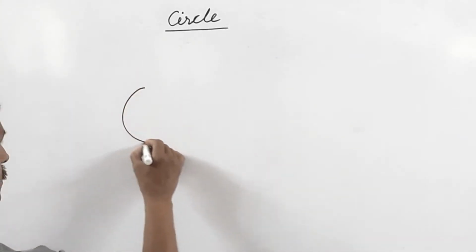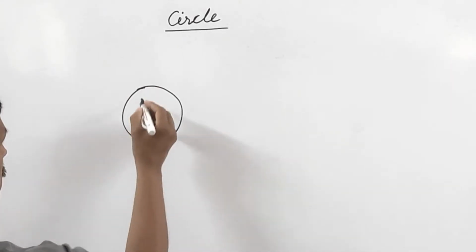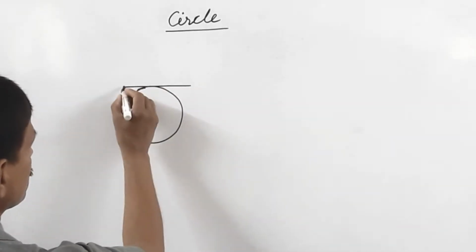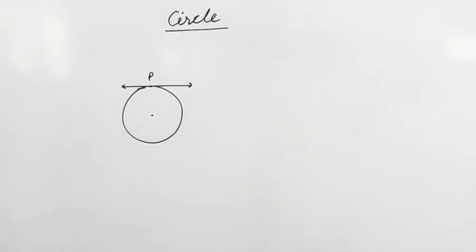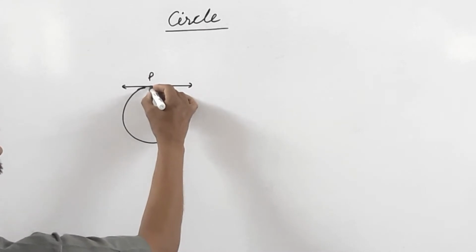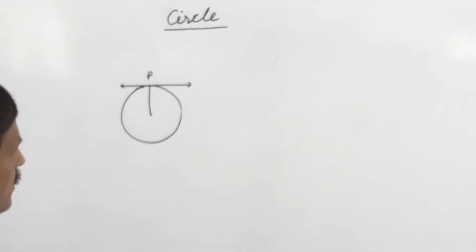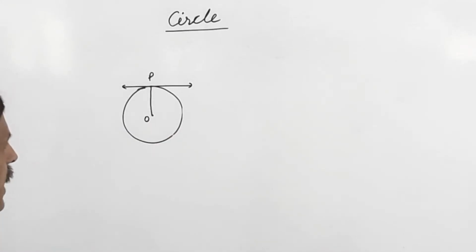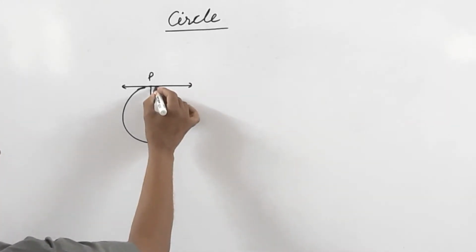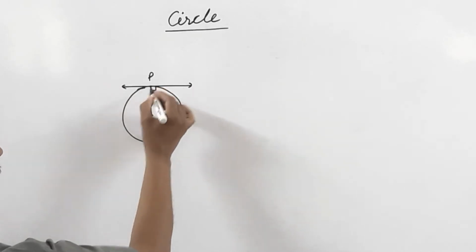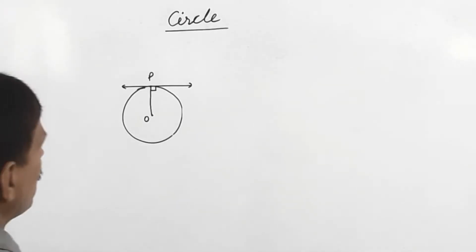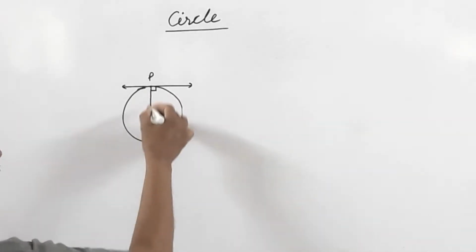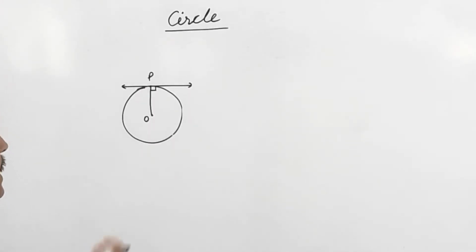First theorem states that if we join the point of contact with the center of the circle, then this line is perpendicular to the tangent. In another way, we can say that the radius from point of contact of tangent is perpendicular to the tangent.